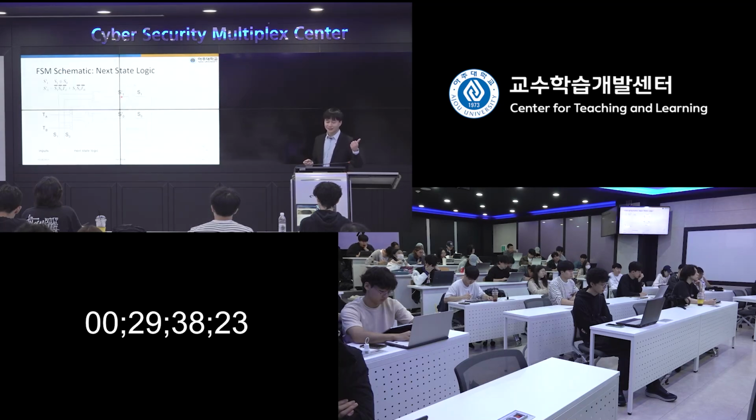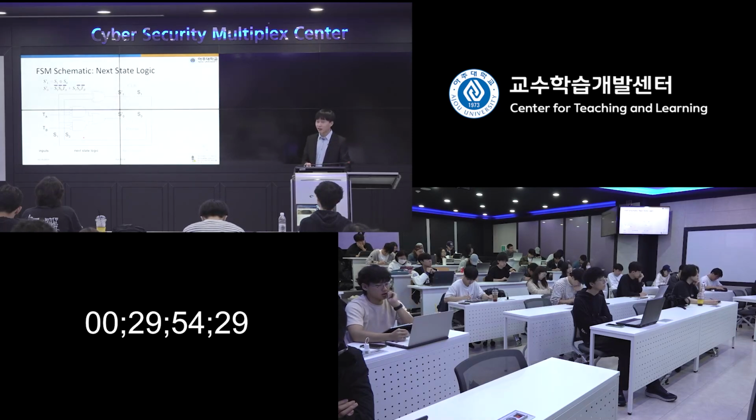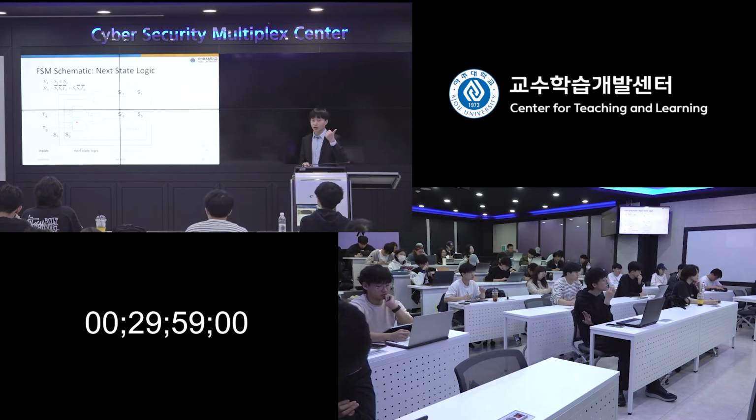Then for the next state logic, we already built the Boolean equation. From the Boolean equation, you can easily get this circuit, the next state logic, which receives two sensor inputs from TA and TB. Remember that this is a combinational logic circuit, right? There is no synchronization.